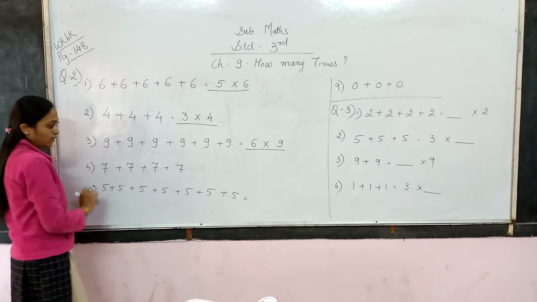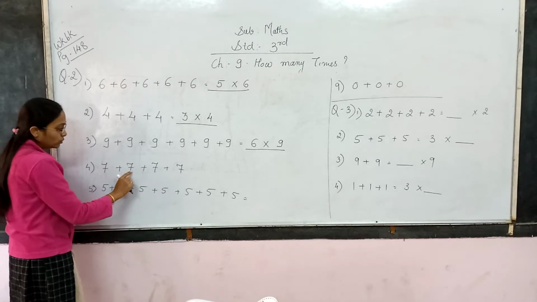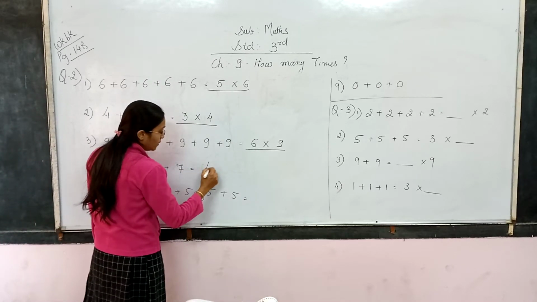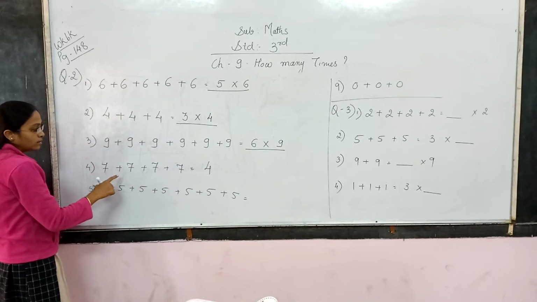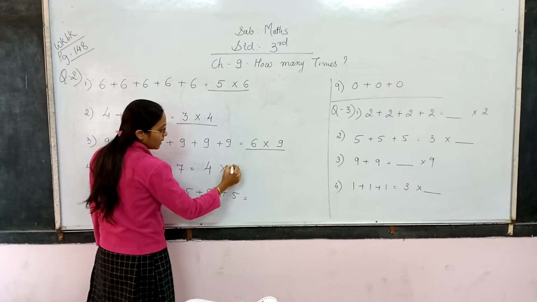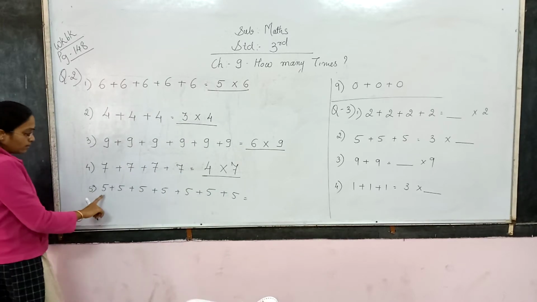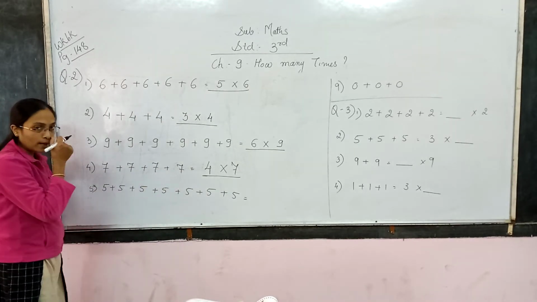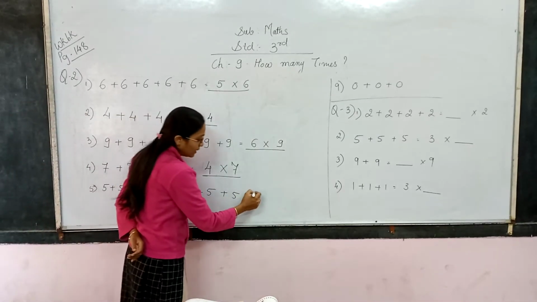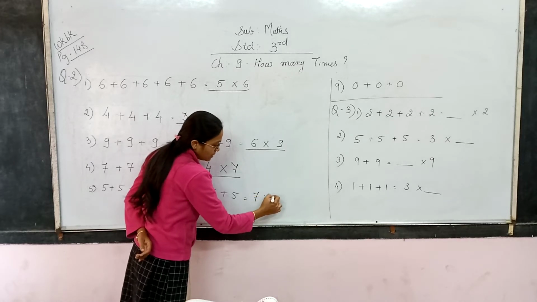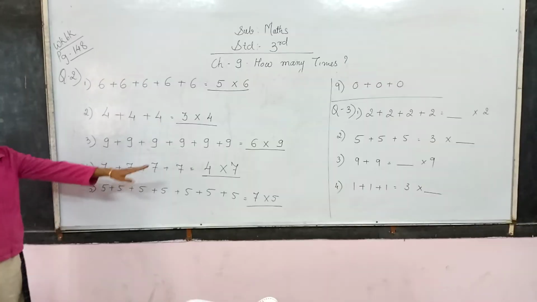Here the number is 7. कितने टाइम रिपीट हुआ है? ऐड हुआ है वो 1, 2, 3, 4. So here we will write 4 times it is repeated and the number is 7, multiplied by 7. Okay. Here the number is 5. अब कितनी बार ऐड हुआ है वो 1, 2, 3, 4, 5, 6 and 7 times. And number is 5. कौन सा नंबर ऐड हुआ है? 5. Okay. So 7 5s are.